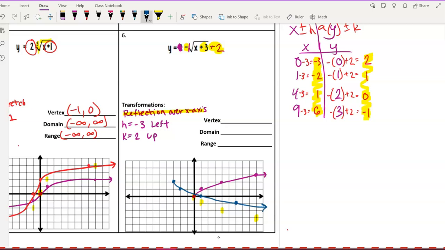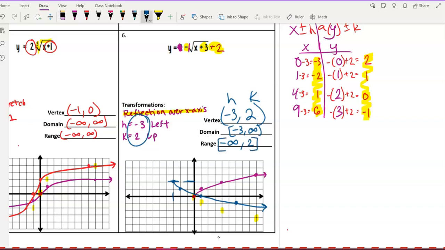There's our new graph. So looking at our vertex, it is over here at -3, 2. Sorry, guys, I misspoke earlier. Remember, our vertex is (h, k). Domain, from left to right, we start here at -3 and we're heading towards infinity. And for the range, we start at -infinity and we end here at 2.